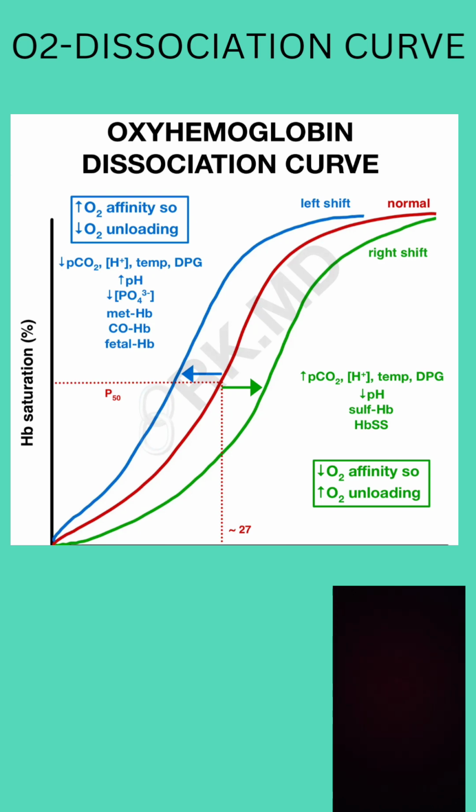Now next, increased H plus. The H plus ion binds with hemoglobin and hence reduces the oxygen binding affinity of hemoglobin. So carbon dioxide and H plus, these two factors increase the oxygen release. The combined effect of carbon dioxide and H plus on oxygen release is known as the Bohr effect. Now the next factor is increased temperature. Increased temperature leads to a right shift of the curve, that is, more release of oxygen.